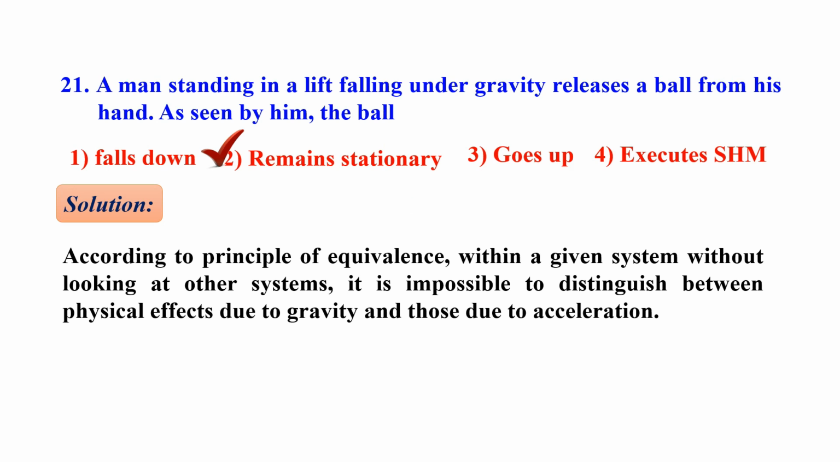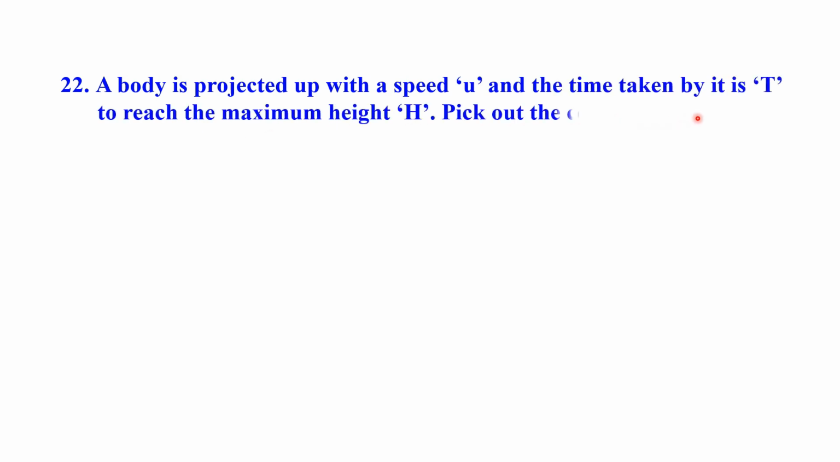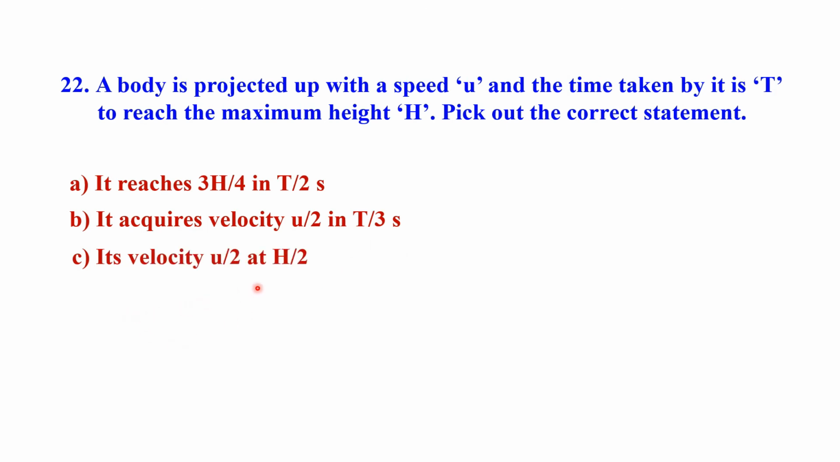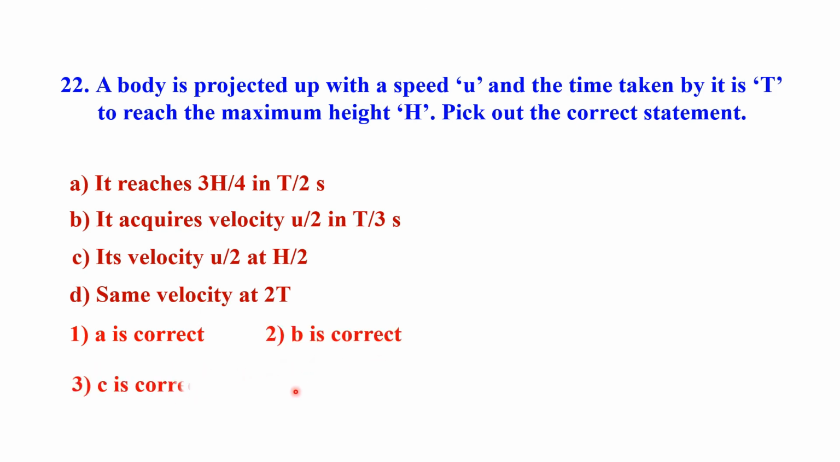Okay. Next, a body is projected up with a speed u and the time taken is t to reach the maximum height h. Pick out the correct statement. A: It reaches 3h by 4 in t by 2 seconds. B: It acquires velocity u by 2 in t by 3 seconds. C: Its velocity is u by 2 at h by 2. D: Same velocity at 2t. So in these four options, first A is correct, second B is correct, third C is correct, fourth D is correct. Which is the correct statement we have to pick. Now let us go to the solution.